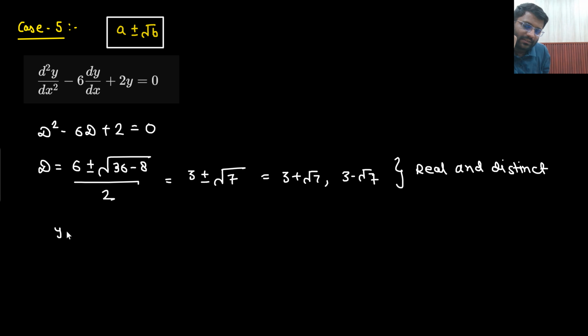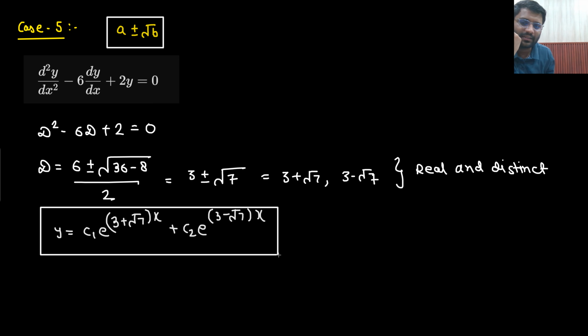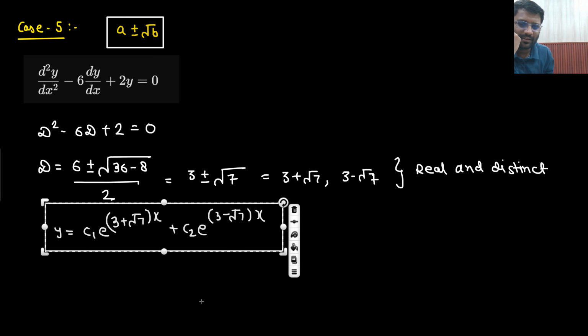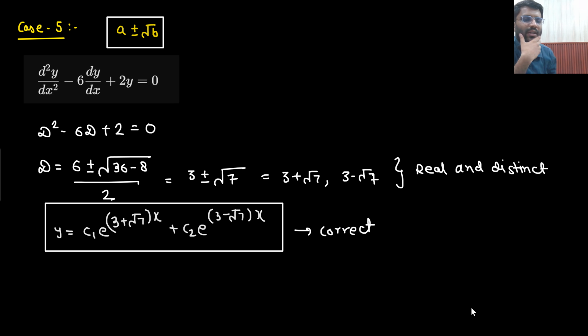What is the answer for this case? It is c1 e to the power 3 plus under root 7 x plus c2 e to the power 3 minus under root 7 x. Yes, this is an acceptable answer, and it is correct. But there could be a better way.